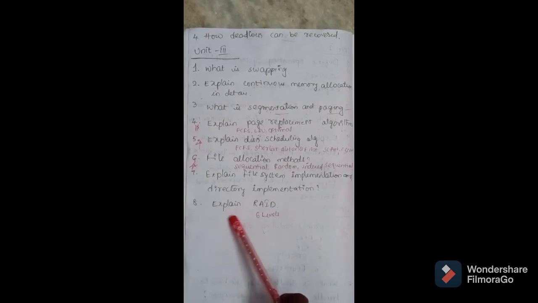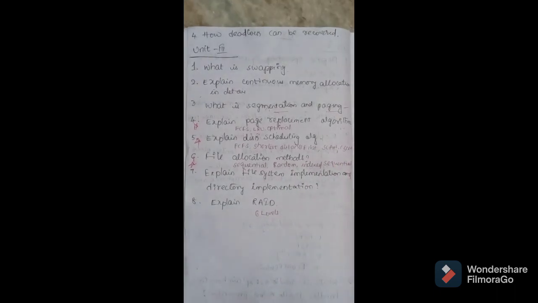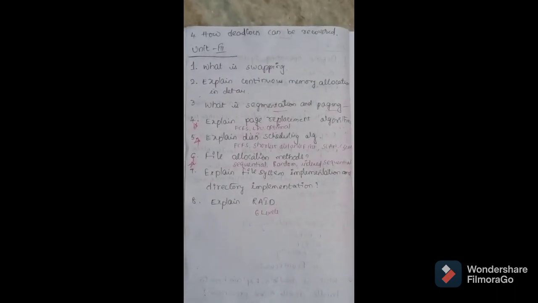Next and last, explain RAID structure. In this we have 6 levels. You have to explain the 6 levels with neat diagrams. So you'll get good marks in this question. This is all about your important questions of operating system.